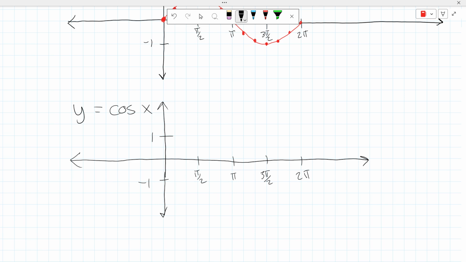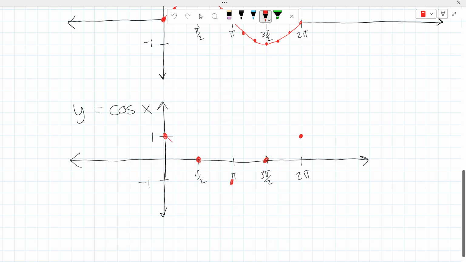All right, what is the cosine of 0? And don't say 0. Cosine of 0 is 1. We're going to skip all the way to the cosine of pi over 2. What's cosine of pi over 2? 0. What's cosine at pi? -1. What's cosine of 3 pi over 2? 0. What's cosine of 2 pi? 1.